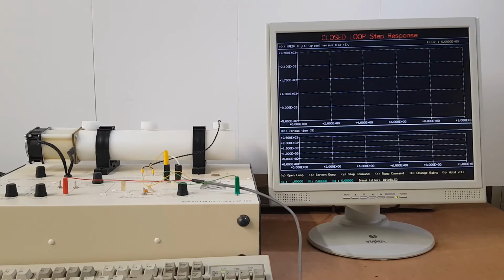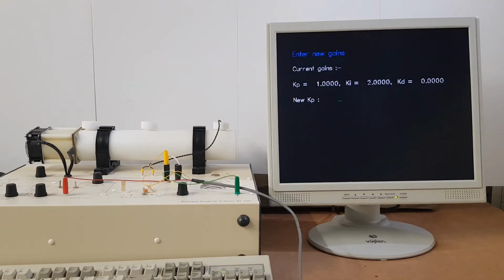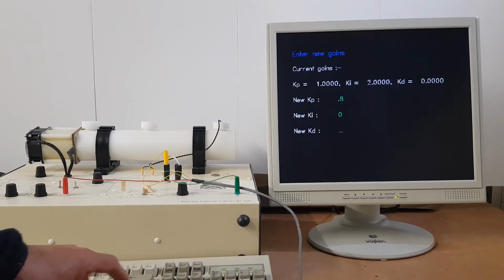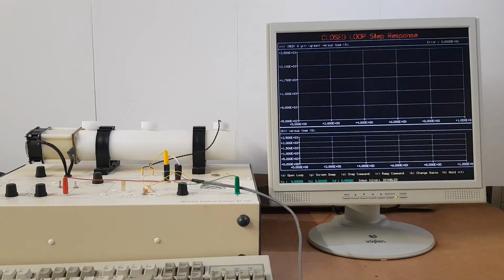Now in order to change the controller, we have a little keyboard down here. If I press K on the keyboard, I can select controller gains. As I choose different controller gains, I'll get different performances from my control system. So for instance, if I chose 0.8, 0 and 0, then this is proportional control. I'll get a certain type of performance here. This one's not really doing the job for us. It's not following the red line, which is what we'd like it to do.